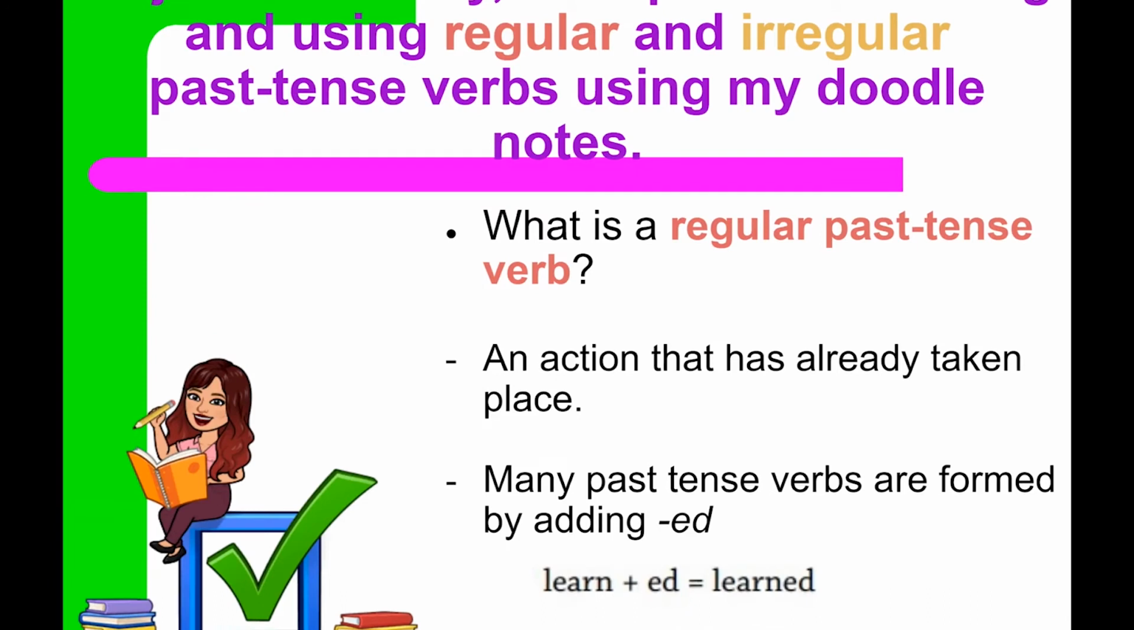Our objective is, today I will practice forming and using regular and irregular past tense verbs using my doodle notes. What is a regular past tense verb? An action that has already taken place. Many past tense verbs are formed by adding ed. Right here we can see this example of the word learn, and when we add ed, it creates the word learned, meaning we have already learned this.